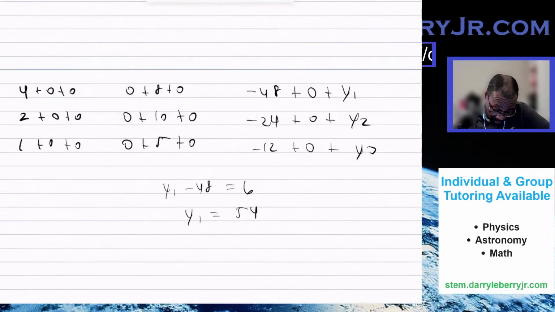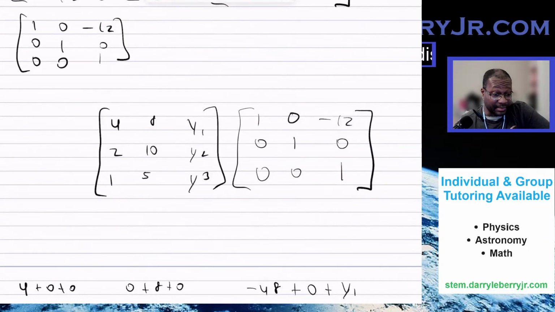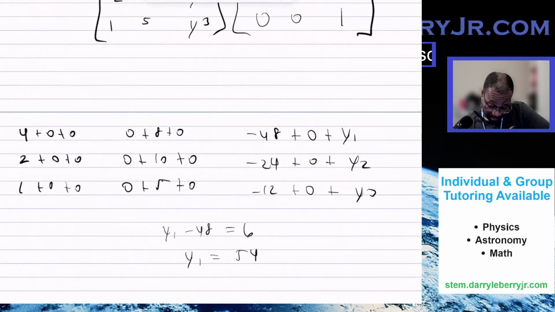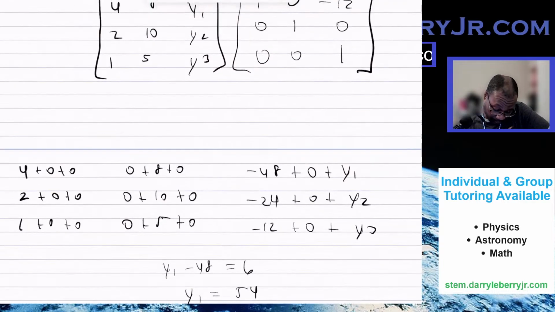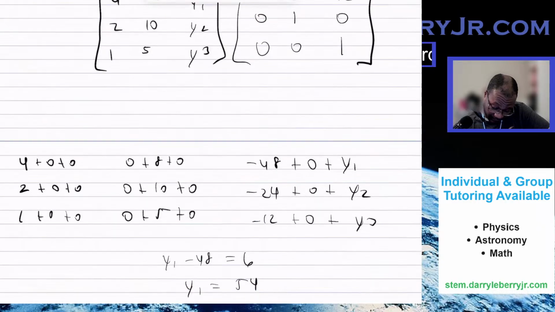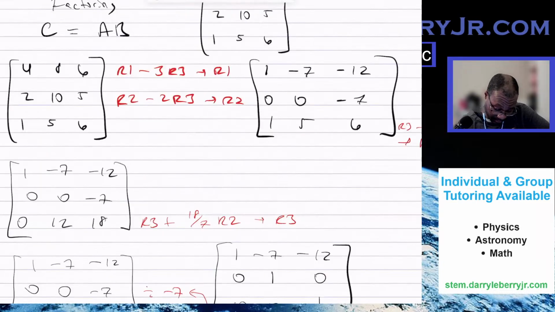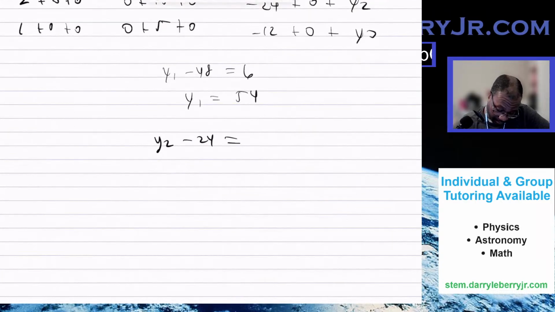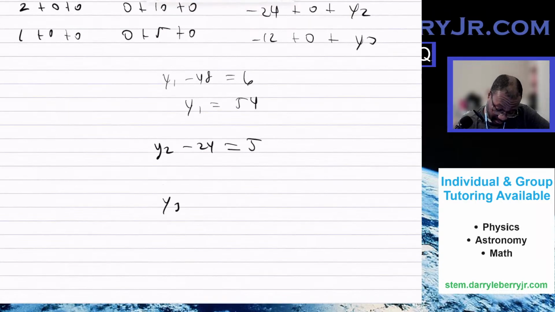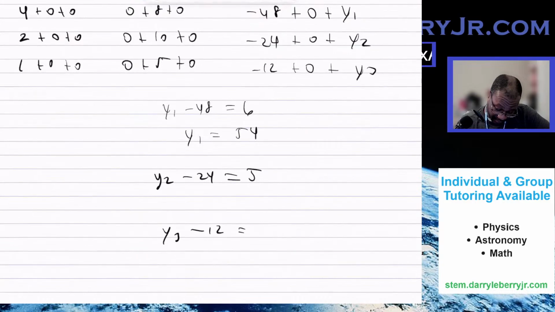All right. Well, that gave me the right answer. No, I won't miss my negative on the exam. That one little negative sign threw everything off. So yes, y1 does equal 54. Let me just actually work out y2 since we already got it written. So y2 minus 24 equals 5, and y3 minus 12 equals 6. So y2 equals 29, y3 equals 18.